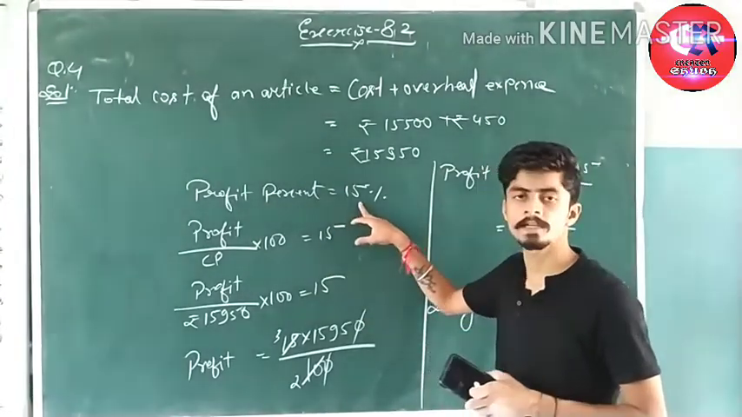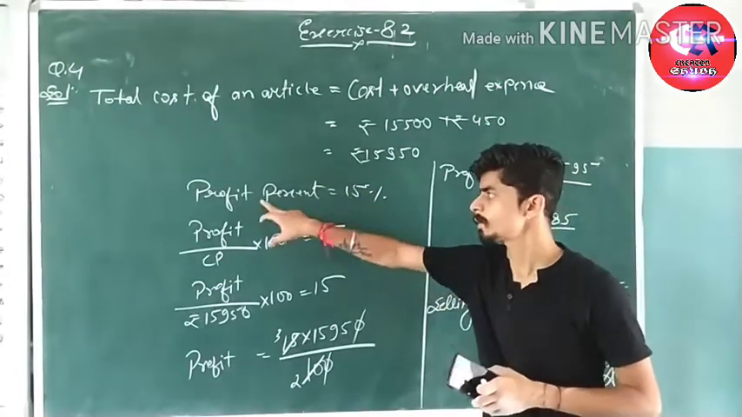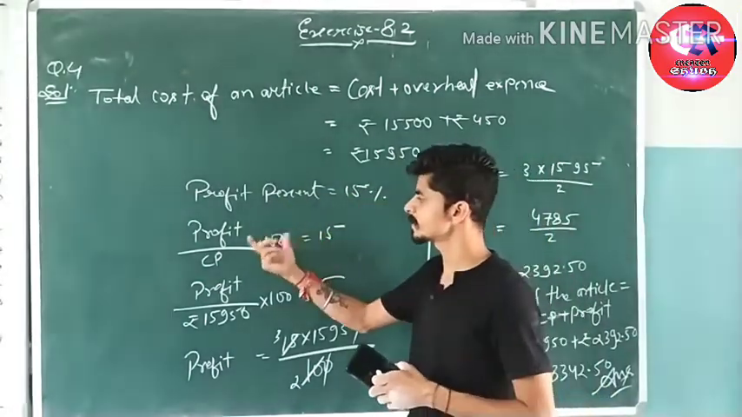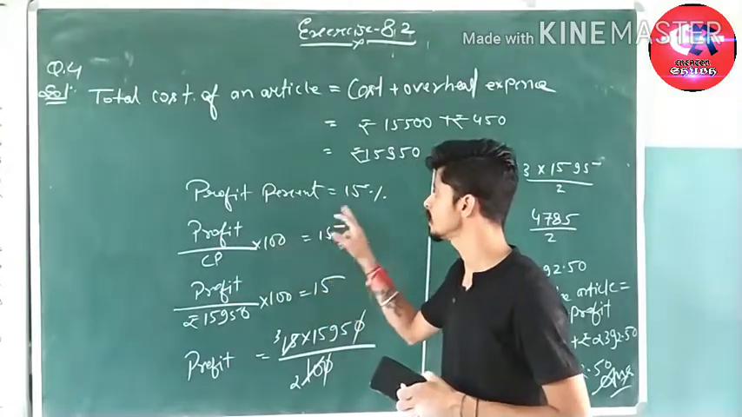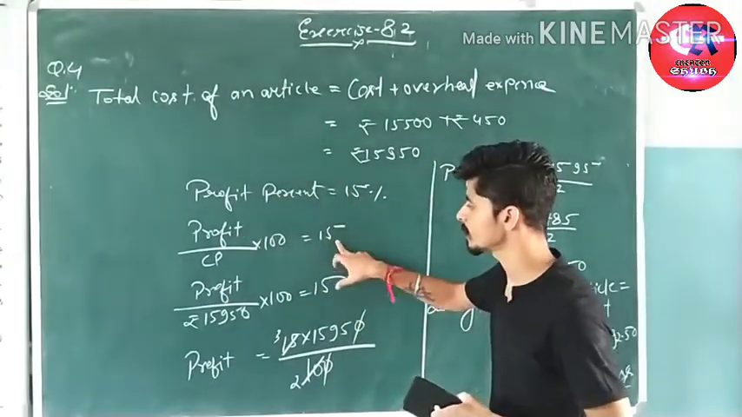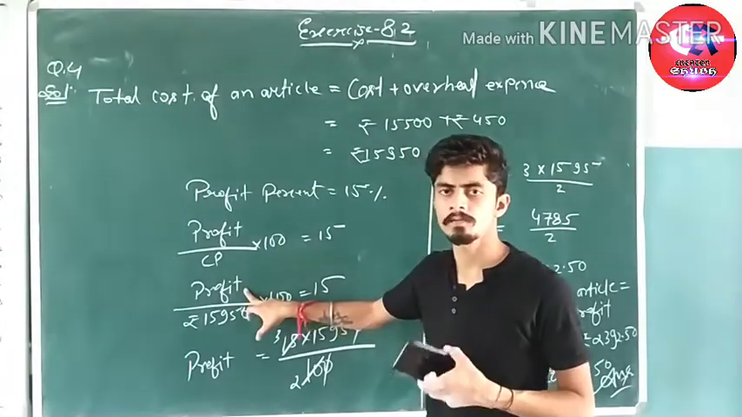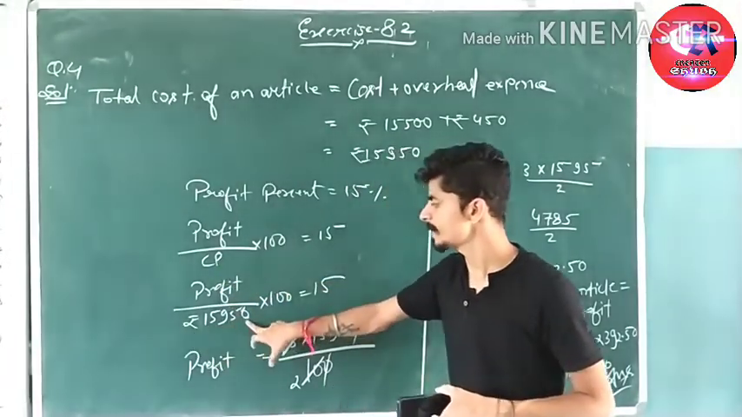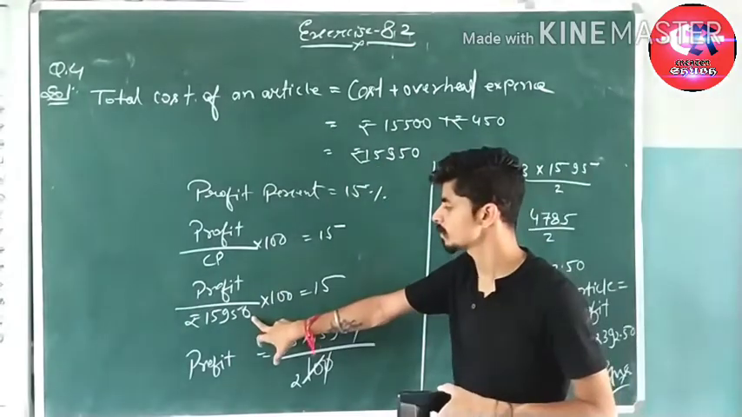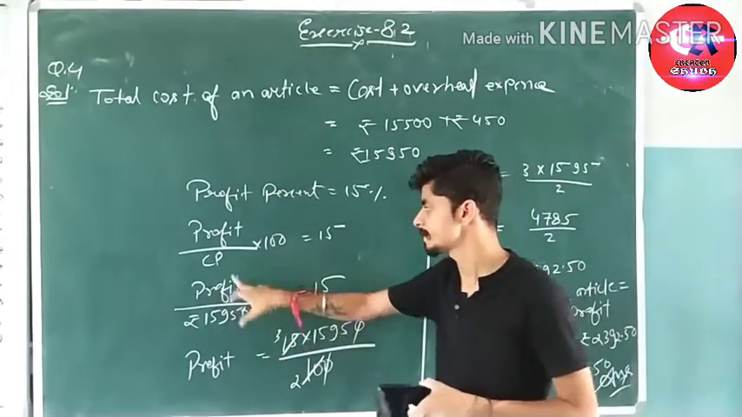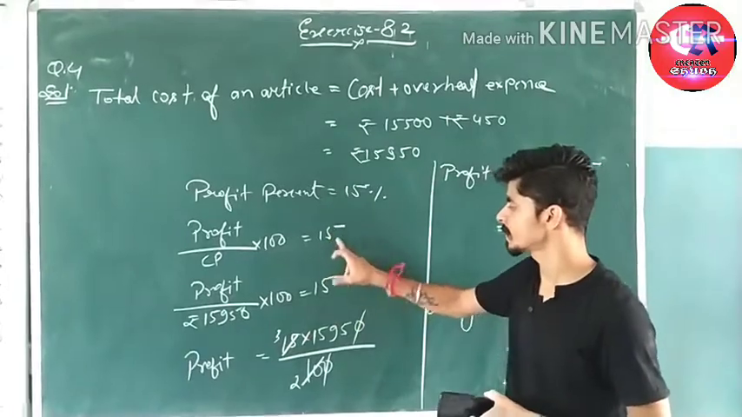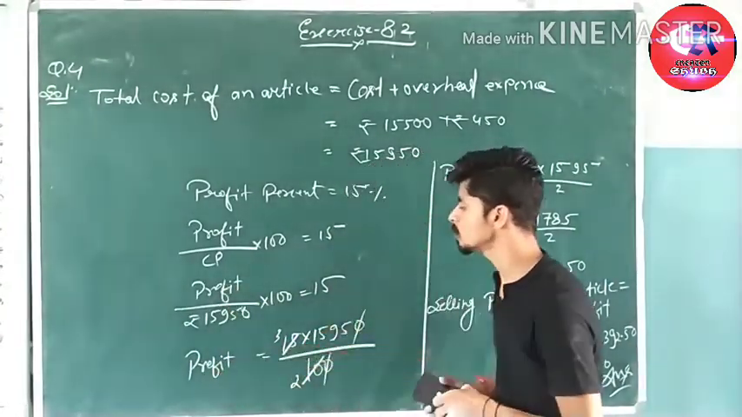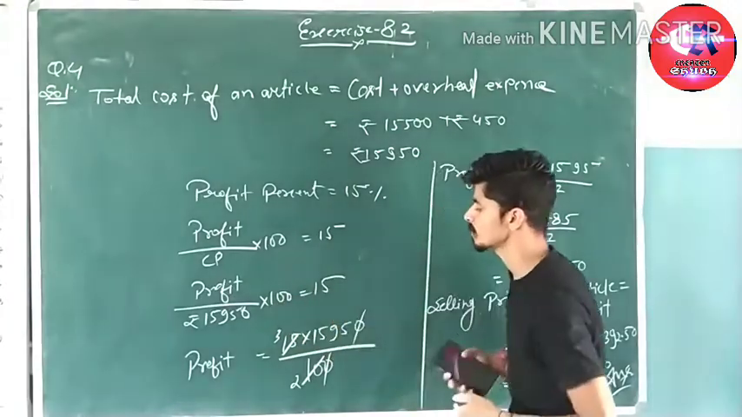It is given that the shopkeeper sold it at a profit of 15%. That means profit percentage is given 15%. So what is profit percentage? Profit upon CP into 100, which is equal to 15%. So now profit in amount we don't know, we have to find that. CP is given, so 15,950, the total cost price of the article, will be taken here. Okay. Now 100 will be repeated, 15 will be repeated.